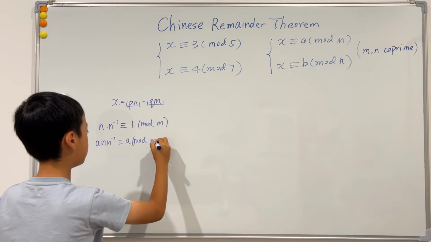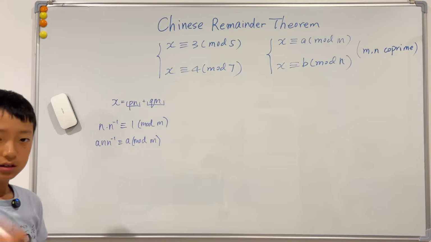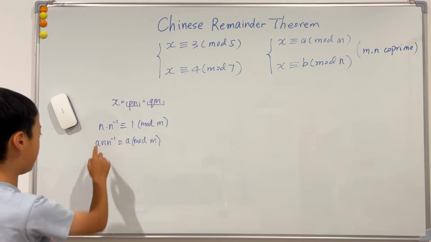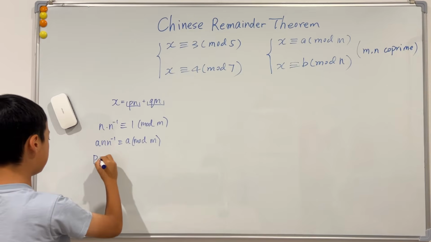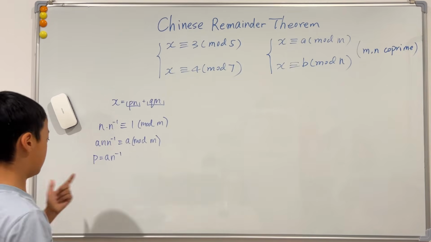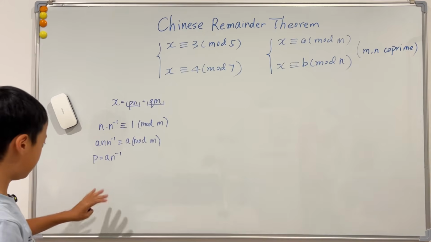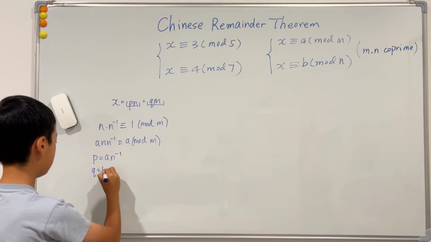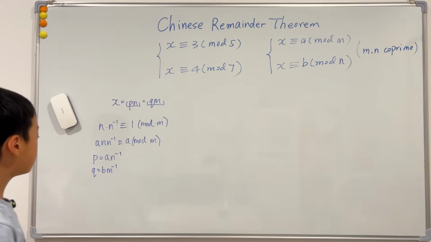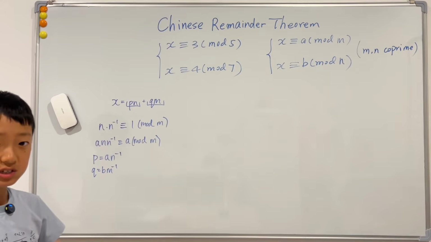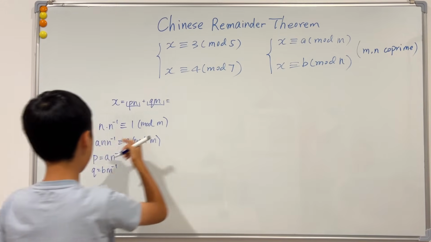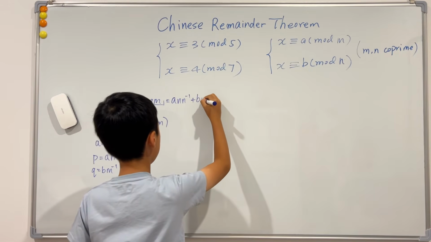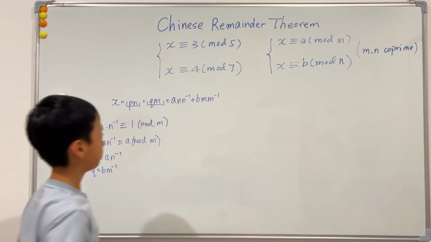Now, let's see if this satisfies everything. Includes n? Yes. Is congruent to a mod m? Yes. And is in the form of p times n. So we see that p is a times n inverse, so yes as well. Now, if you do the exact same procedure with q, then you find that q will be b times m inverse. So now we can actually write out the general form of x, and it will be a n n inverse plus b m m inverse.